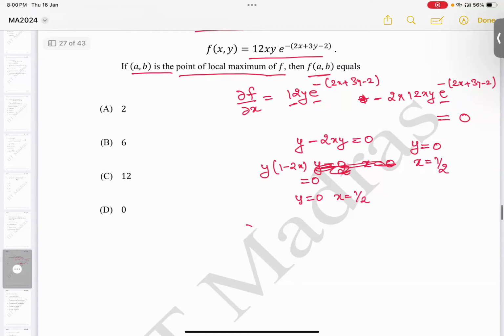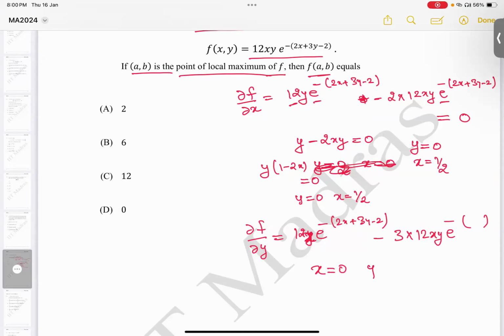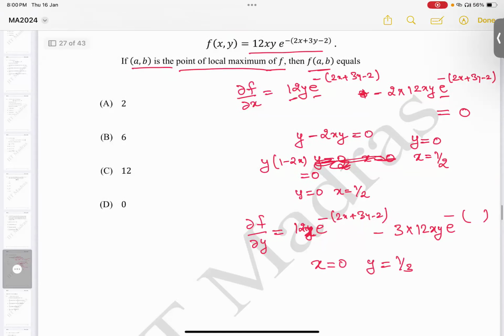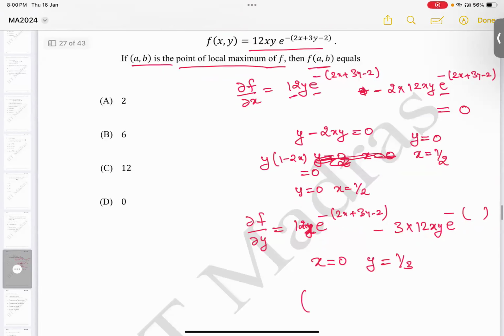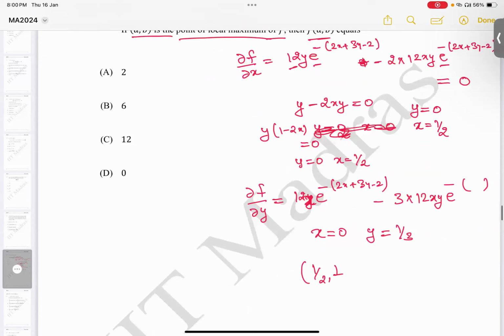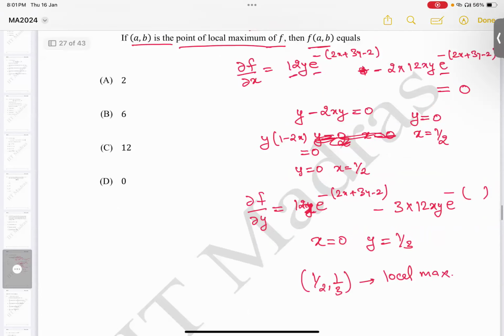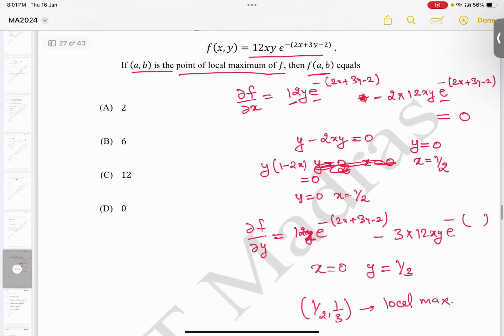Right? Similarly, if you put del f upon del y, this will be equal to 12y e to the power minus 2x plus 3y minus 2 minus 3 into 12 xy e to the power minus this part, and from this you will get x equals to 0 and y equals to 1 by 3, and you can check that you will only attain local maxima at 1 by 2 and 1 by 3. This will be your point of local maxima. Right. Now calculate the value of f at 1 by 2 and 1 by 3.